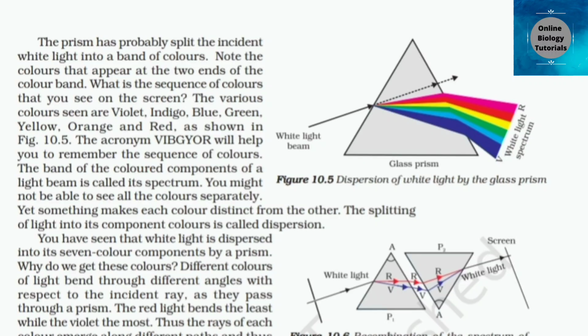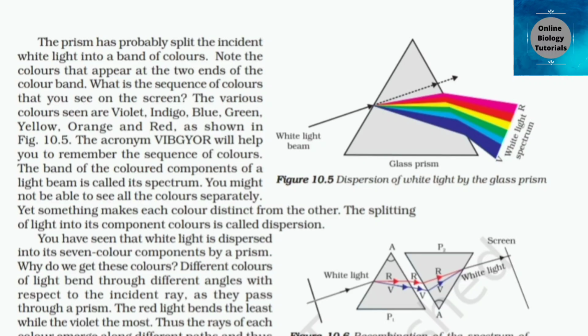What is the sequence of colors that you see on the screen? The various colors seen are violet, indigo, blue, green, yellow, orange, and red, as shown in figure 10.5. The acronym VIBGYR will help you to remember the sequence of colors. The band of the colored components of a light beam is called its spectrum. You might not be able to see all the colors separately, yet something makes each color distinct from the other.